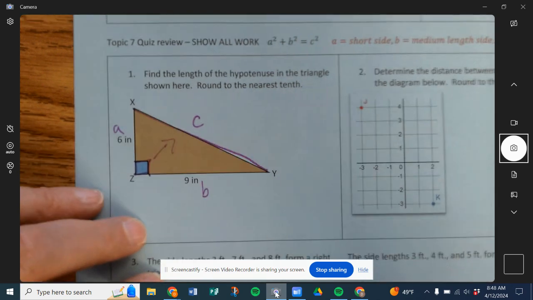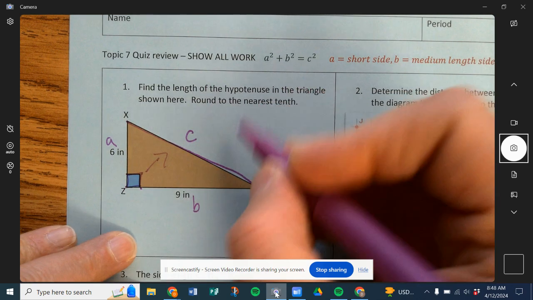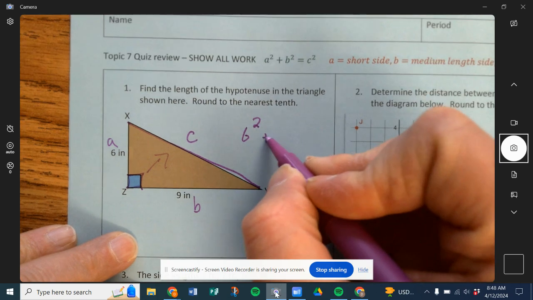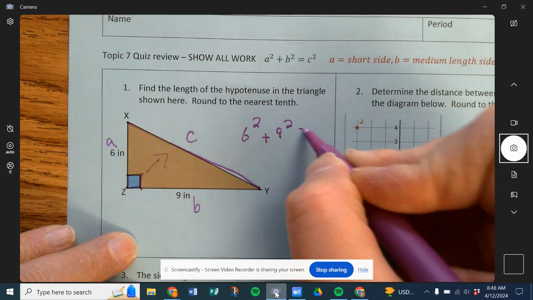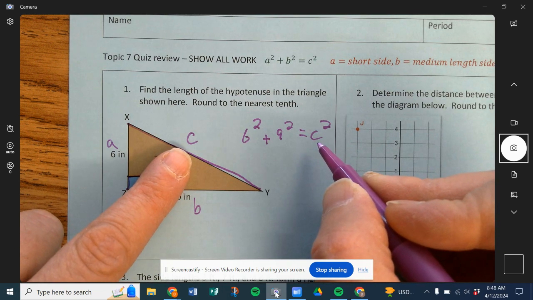I'm just going to use the Pythagorean theorem right here. 6 is going to go in for A, so it's going to be 6 squared plus 9 squared equals C squared. C squared remains a variable because I don't know it yet, and I'm trying to find it.